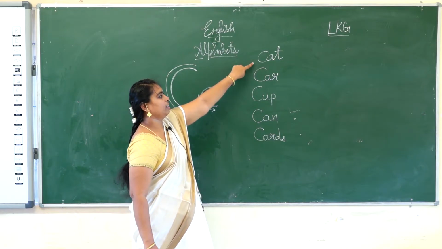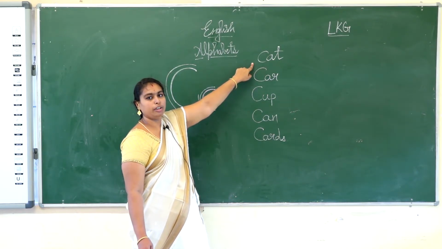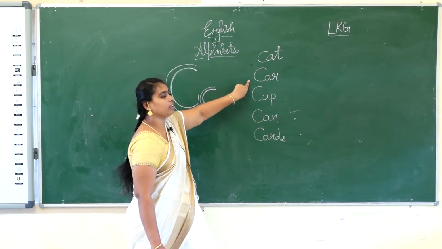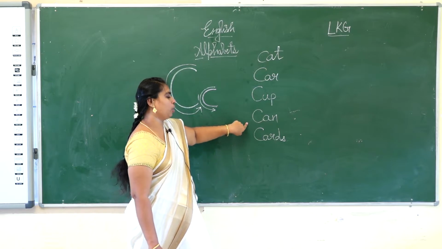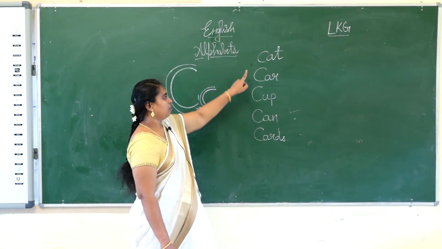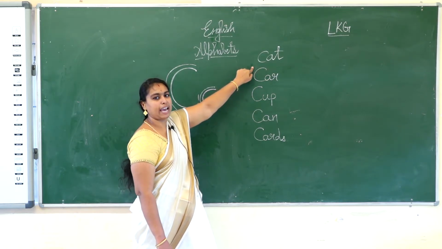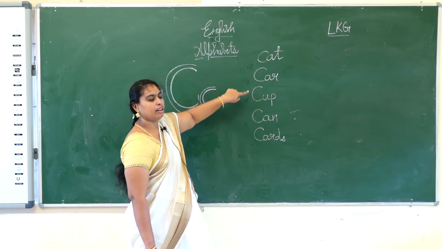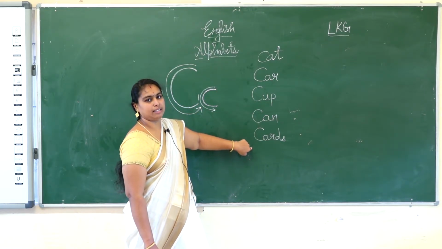Say after me. C for cat. C for cat. C for car. C for cup. C for can. C for cards. Say once again. C stands for cat, car, cup, can, cards.